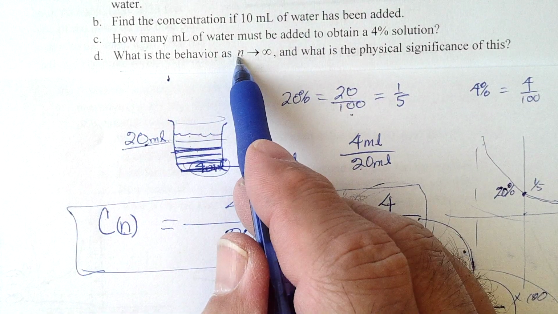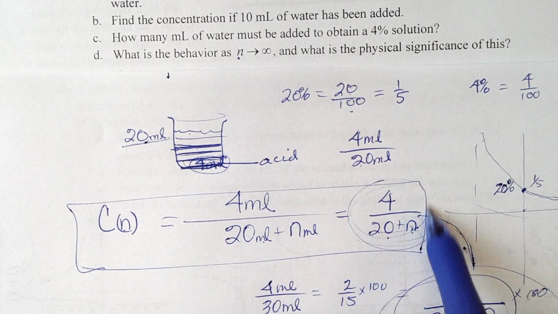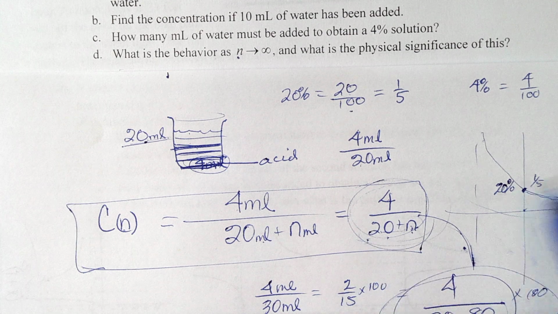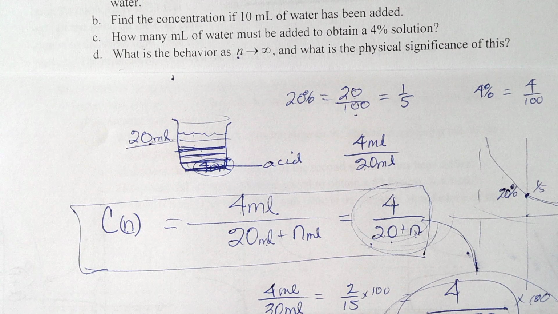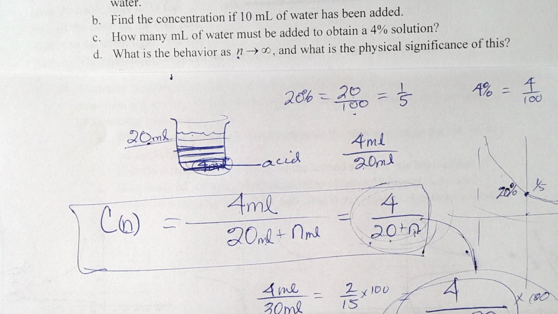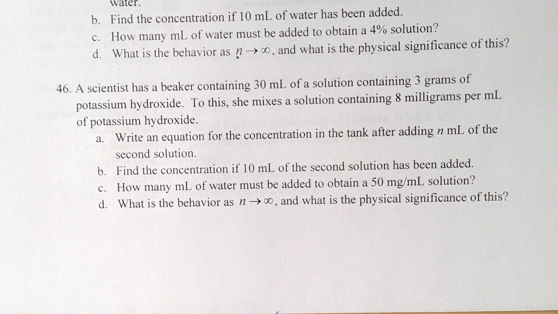And D, what happens as N gets large? As N gets large, this gets smaller and smaller. We're going to dilute the solution. That's what it means when you add water to get the percentage that's acid to decrease to near zero. Just keep adding water. So that's 45.